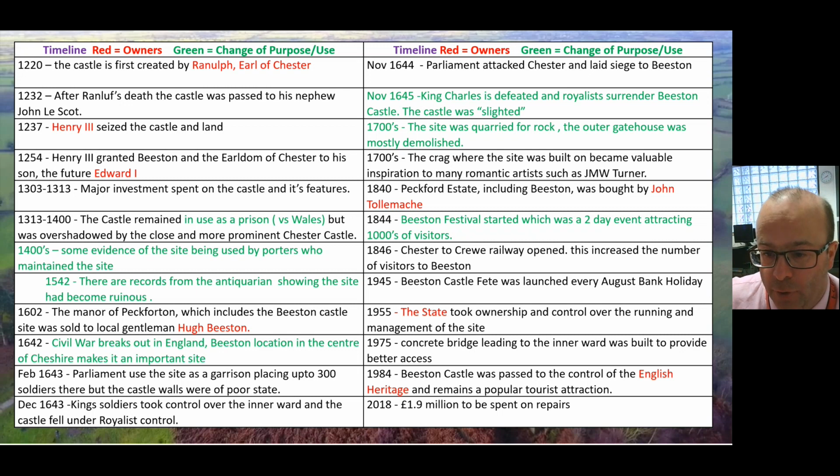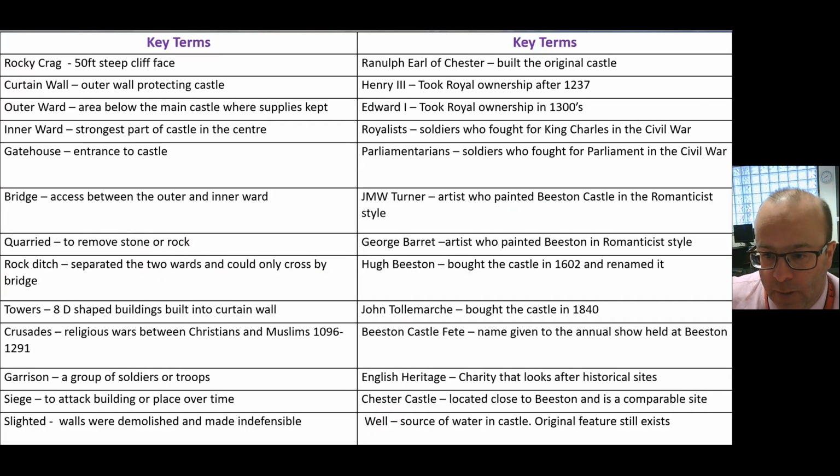What I've also done on this slide is keywords for the topic. So all the keywords and key terms linked to this castle are on that screen. And again, most of you will know these, and I talked about them in class. So when you want to pause the video and make notes or come back to it later, everything is there.